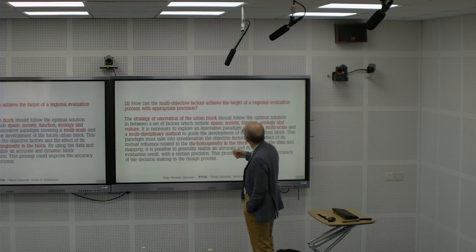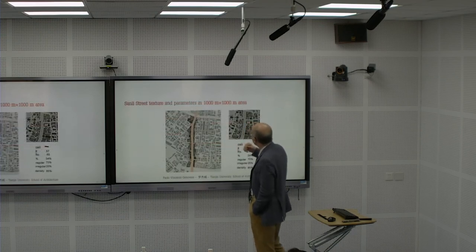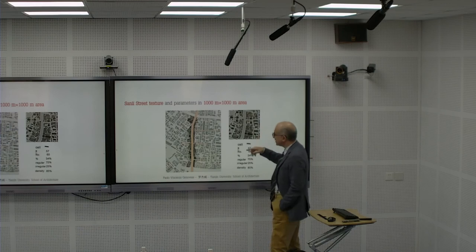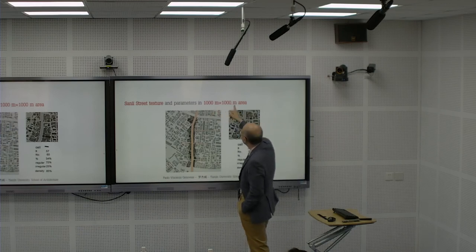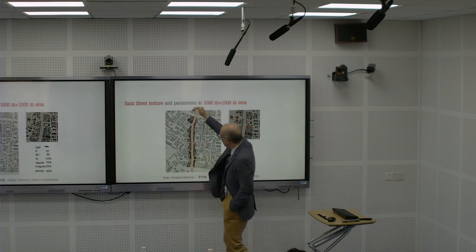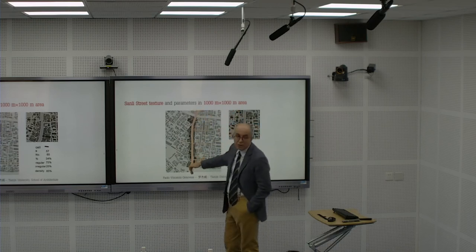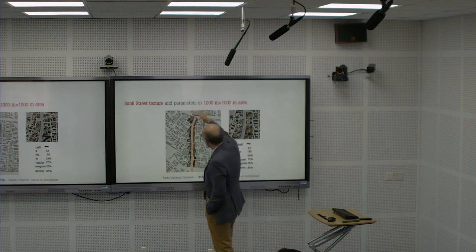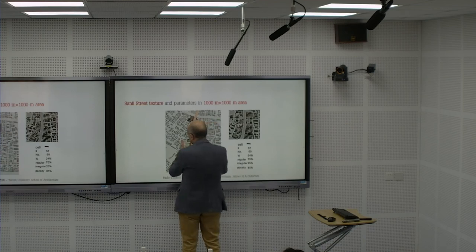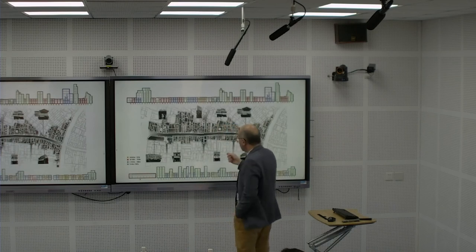Go on. In this case, we did exactly the same analysis, but on a cell of 1,000 by 1,000 meters. And we find that there is only one regular element, which is the main road. It is Zhongshan Lu. And some regularity, which is missed just a few meters after.